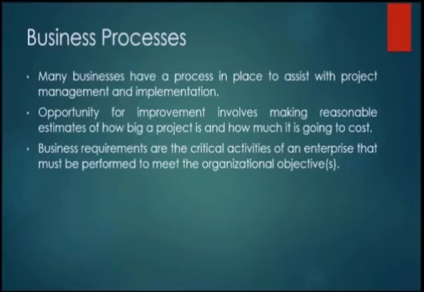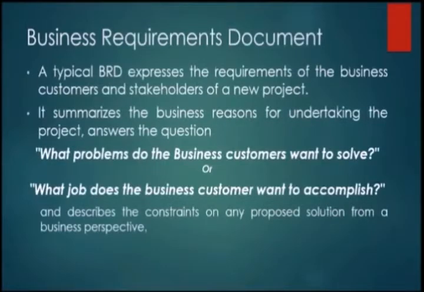Then we have opportunity for improvements. It involves making reasonable estimates of how big a project is and how much it is going to cost. Then we have business requirements, which are critical activities of an enterprise that must be performed to meet the organizational objectives. Now, when I use these organizational objectives, this objective is specific to the particular automation business which we are going to do, maybe a software or maybe one particular process only.